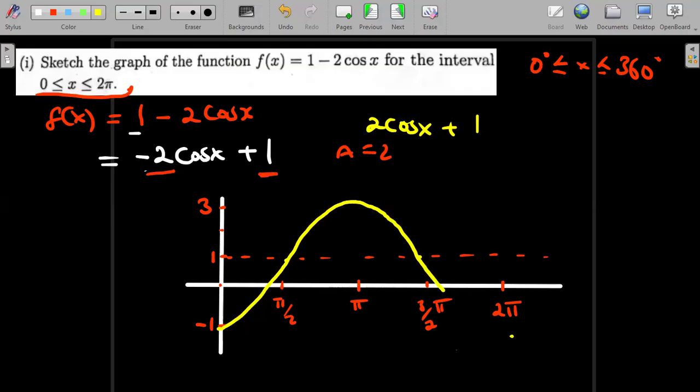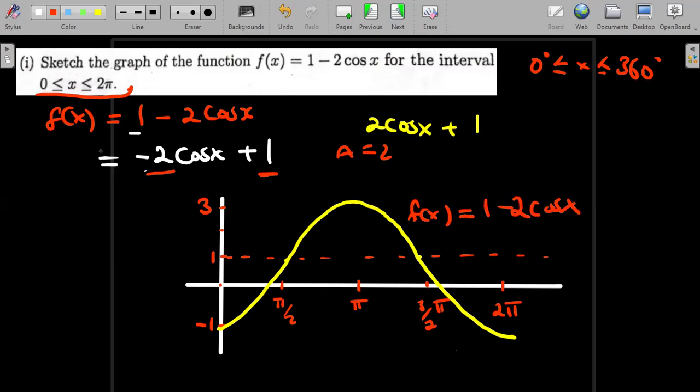Okay, so like that, then like that. So this is how your graph is going to look. So this is the graph, this is the graph f of x equal to 1 minus 2 cos x.